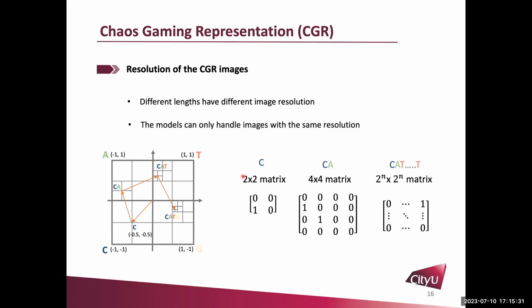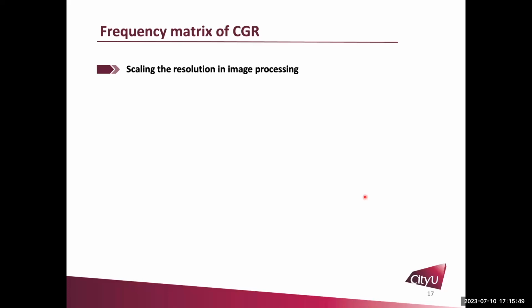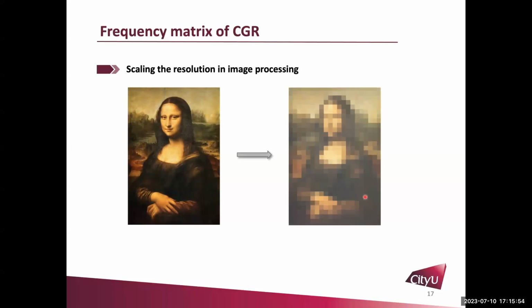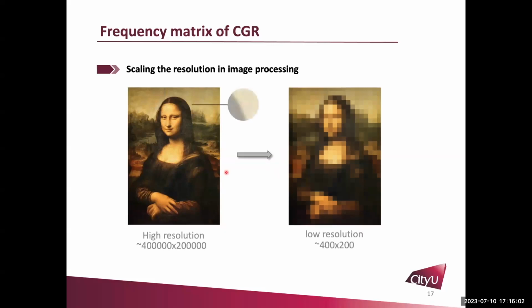So what we need to do is to scale the CGR images to the same resolution. Scaling images is a common pre-processing step in the computer vision field. Here is an example of scaling the Mona Lisa figure. Although these 2 figures have the same shape to human eyes, the high-resolution one is represented by a much larger matrix in the computer. Although this low-resolution figure is not that clear, you can still recognize it is Mona Lisa, so the resolution does not affect the patterns a lot.